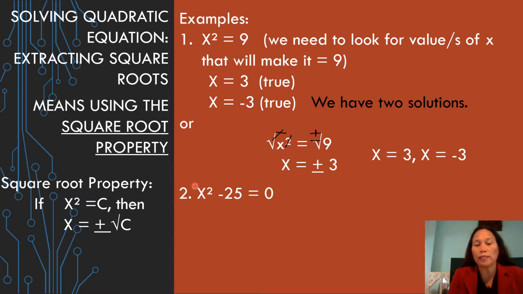So, isolate natin yung x squared. Dapat x squared lang matitira dito. So, what are we going to do? Is to eliminate this one. In order to eliminate this, we need to apply the addition property of equality.